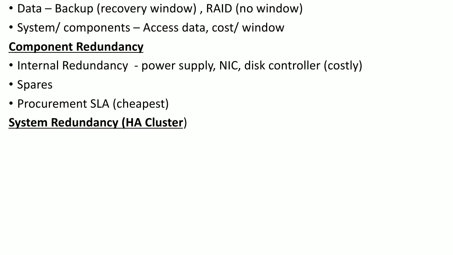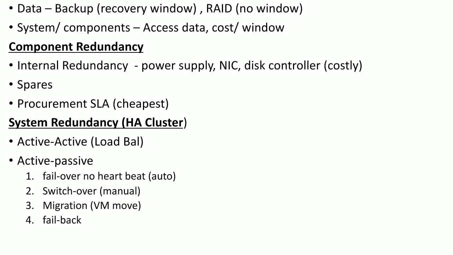Then we come over to system redundancy, which is also known as a high availability cluster or HA cluster. So there are two options. First is active-active. It means that the primary system and the secondary system are both actively processing the data, and this is also known as load balancing, in that they are balancing the processing load of each other. So in case of any failure of one system, the other system starts processing the load of the other system.